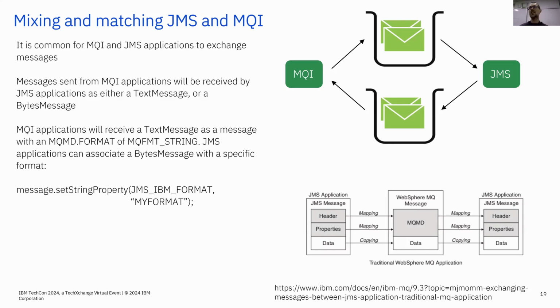And if you want to do things specific to a format, then you can go and set a format in the JMS world via the string property I've shown in the bottom left-hand corner, so the JMS_IBM_Format attribute, and then that is a direct mapping to the MQMD.Format field. So you can kind of communicate your formats between these two APIs very simply.